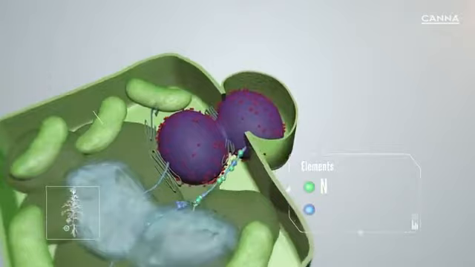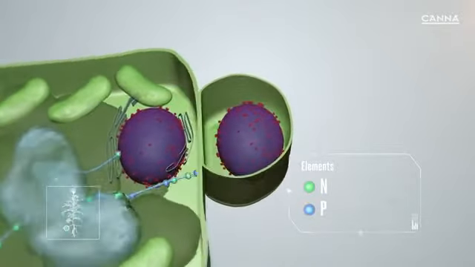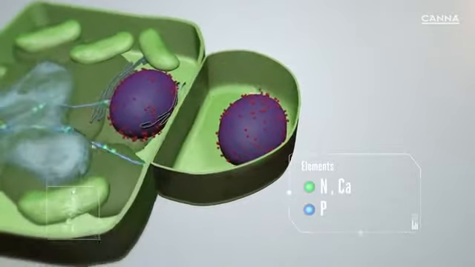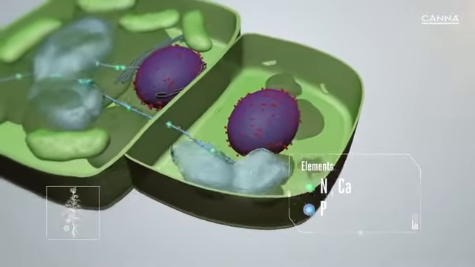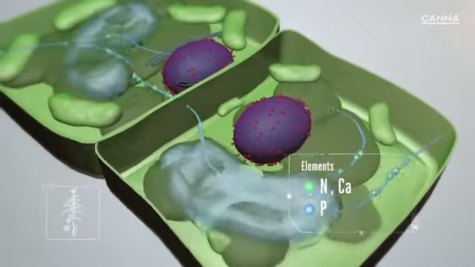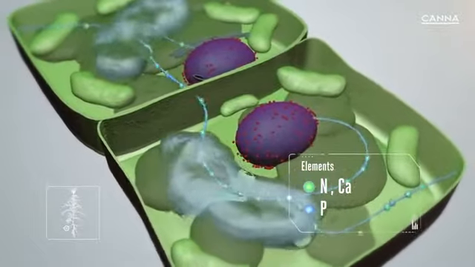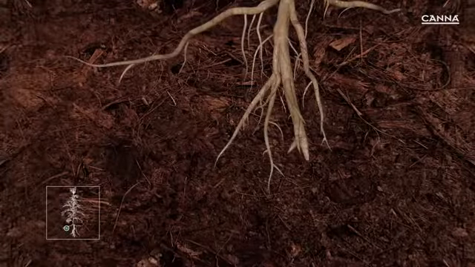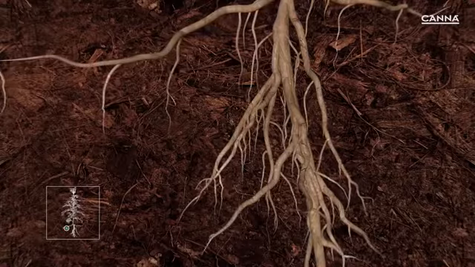Nitrogen, phosphorus, and calcium enter the cell, making it grow. Nitrogen acts as the building blocks, while phosphorus and calcium make up the cement that binds these blocks together. More and more roots and branches appear. Together, they form the root system.